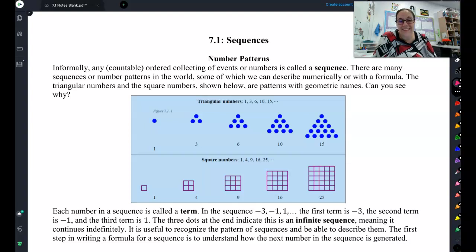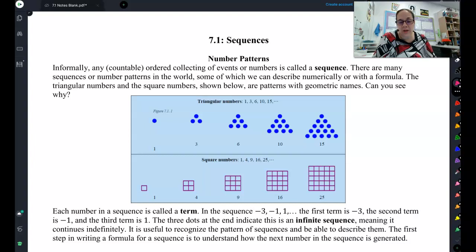Welcome to our last chapter in 1050. This is chapter 7. In chapter 7, we will be talking about sequences and series. In 7.1, we'll talk about sequences. In 7.2, we'll talk about series. And in 7.3, we'll apply everything we've learned in a slightly new way.